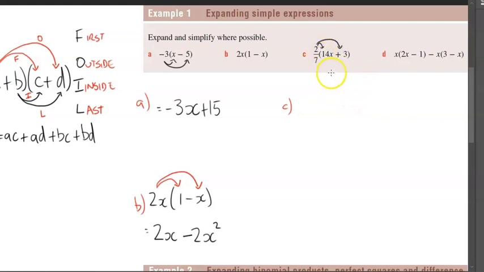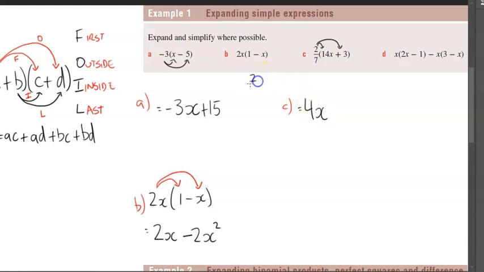So 2/7 times 14, the 7 cancels out, so this will turn into a 1, and that 14 will cancel down to a 2. So what we'll end up getting is 2 times 2. So this will end up being 4x.